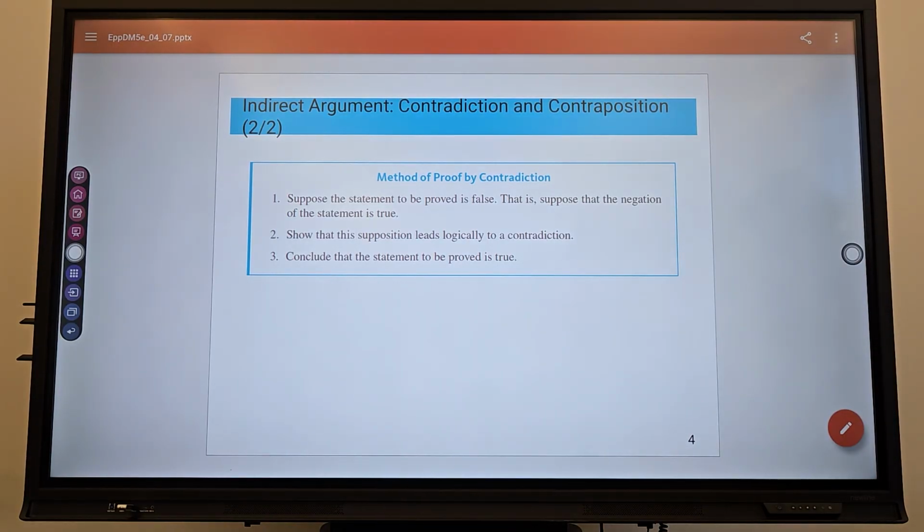Method of proof by contradiction. Suppose that the statement to be proved is false. That is, suppose that the negation of the statement is true. Show that this supposition leads logically to a contradiction, and therefore you can conclude that the statement to be proved is true. A little bit more roundabout. Got to deal with negations and all that sort of fun stuff.